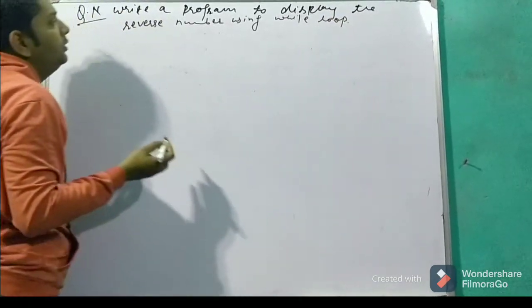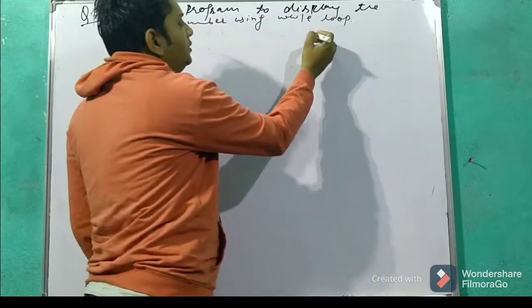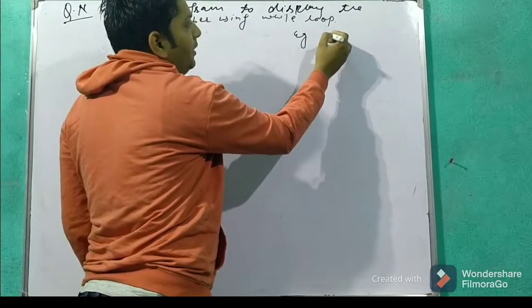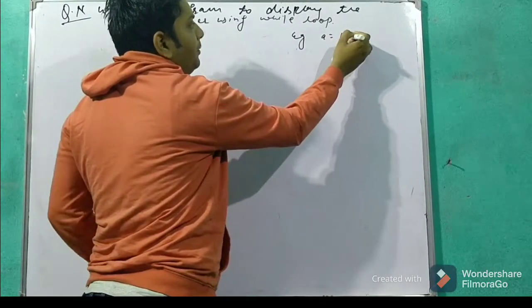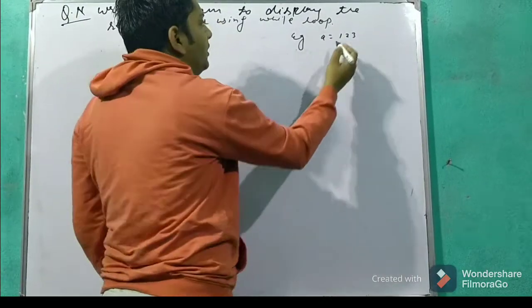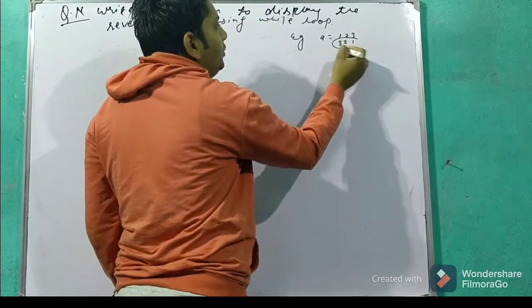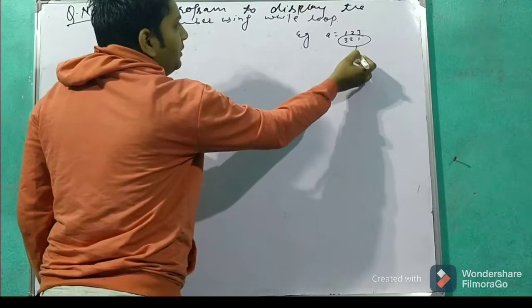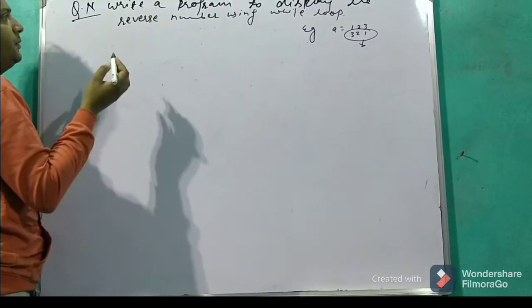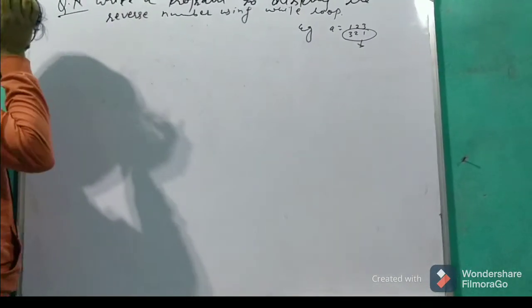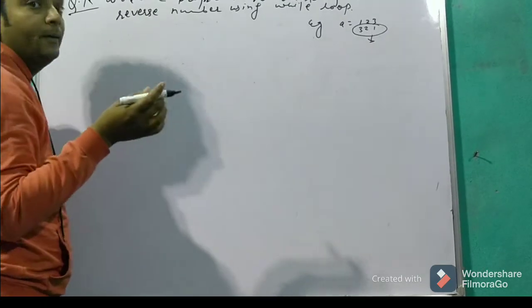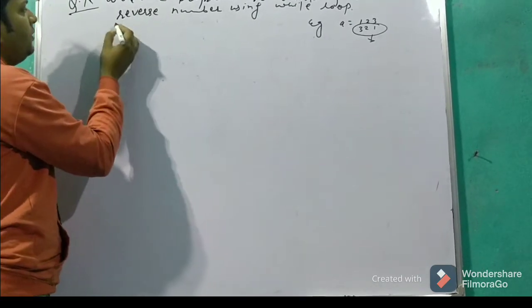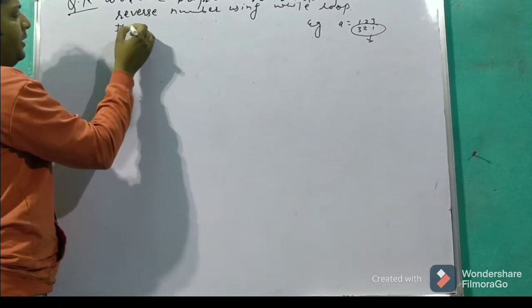Okay, so I'm giving some examples. Say we have any number, like 1 2 3, then the reverse is 3 2 1. So we have to write the logic to get that particular result. In C programs, this is the concept, so we have to use C programming. We can start with the header files.